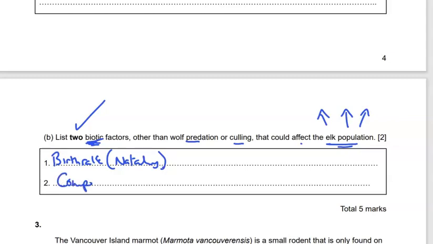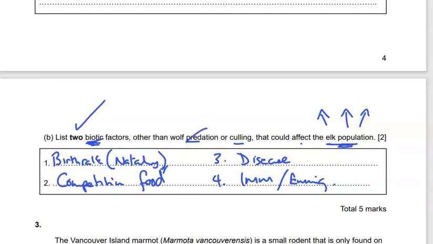Competition for food would have an effect. I'm going to add some more. Let's put a third one in: disease is still a biological factor. And then the movement of the elk. So if we made a reference to immigration or emigration, these could account for changes in the elk population, but they don't involve the wolf or culling. So that's the end of this question.